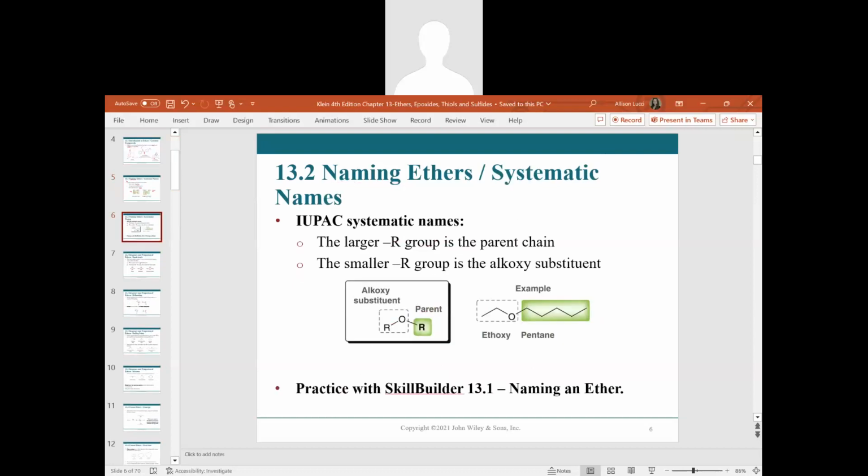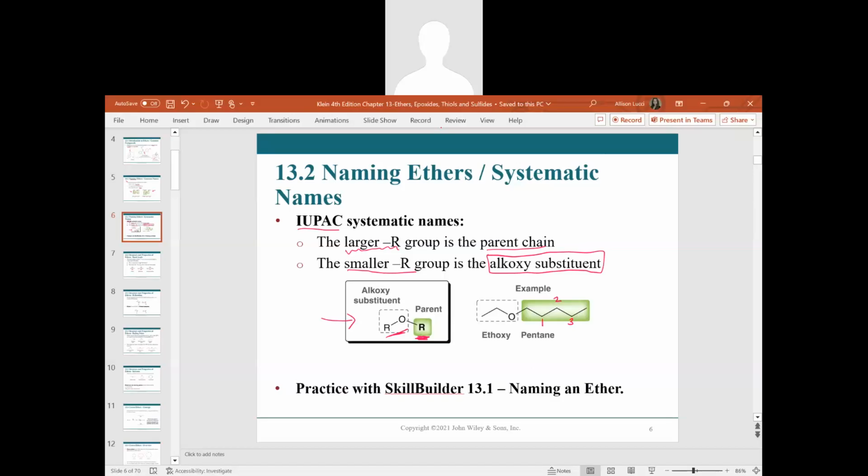When we name them using the IUPAC system, we would identify the larger R group as our parent chain, so the longest continuous chain of carbon atoms. And then we would name our smaller R group as an alkoxy substituent. So an example of this is shown below, where we divide our compound here, just a generic form, where the parent is the larger R group, and the rest of the compound is the alkoxy substituent. So here we see our longest carbon chain.